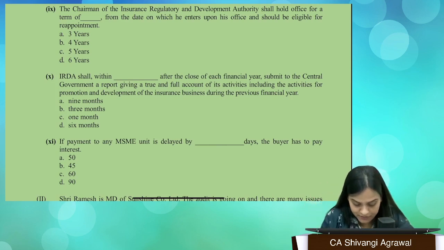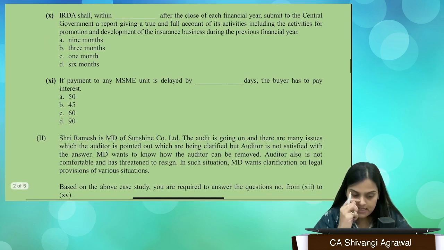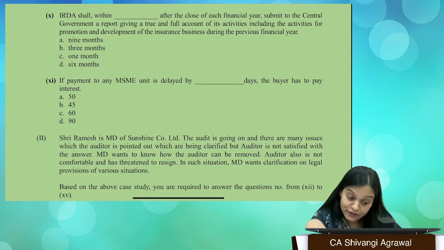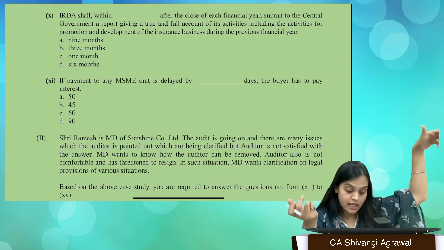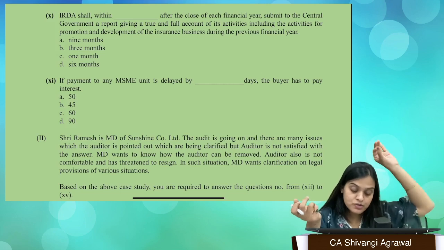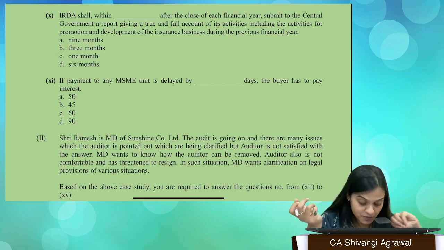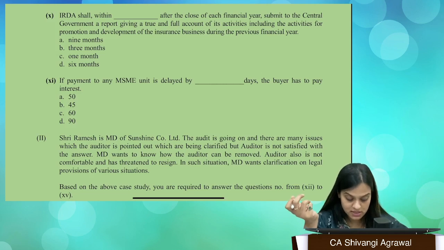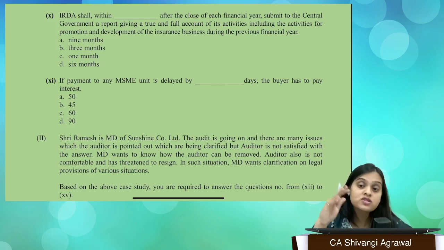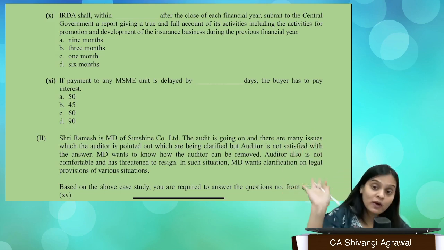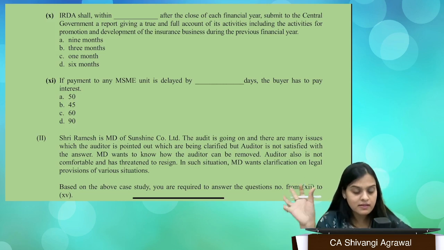Okay. So 5 years. Next, IRDA shall, within what tenure after the close of each financial year, submit to central government a report giving true and full accounts of its activities, including the activities for promotion and development of insurance business. See, we have read about a lot of things, and here there might be students who might not be knowing this. The same question is given in the institute's material, but they have not provided the answer, right? So there is some error in that.